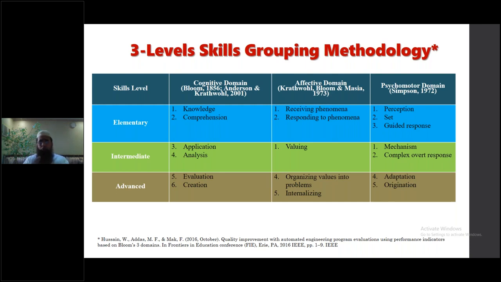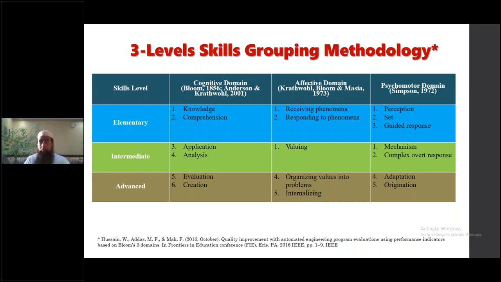So if you look into these three domains, we're looking at the cognitive domain, Krathwohl, Bloom, Anderson is the revised cognitive domain, looking at the affective domain, Krathwohl, Bloom, Masia, 1973, then looking at psychomotor, Simpson, 1972. And what we have done, there's been some work done in grouping domains with similar learning and teaching strategies. The learning levels of domains.